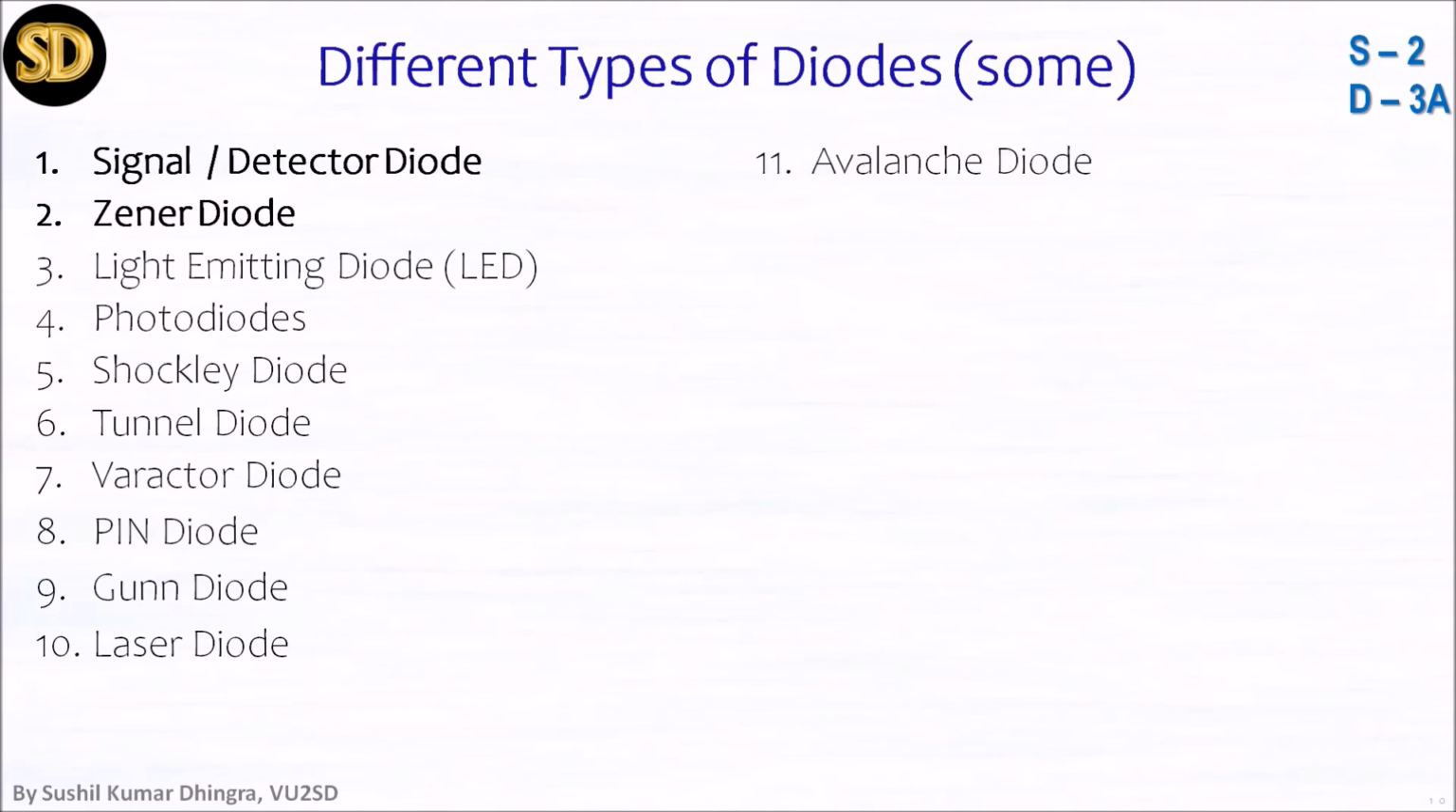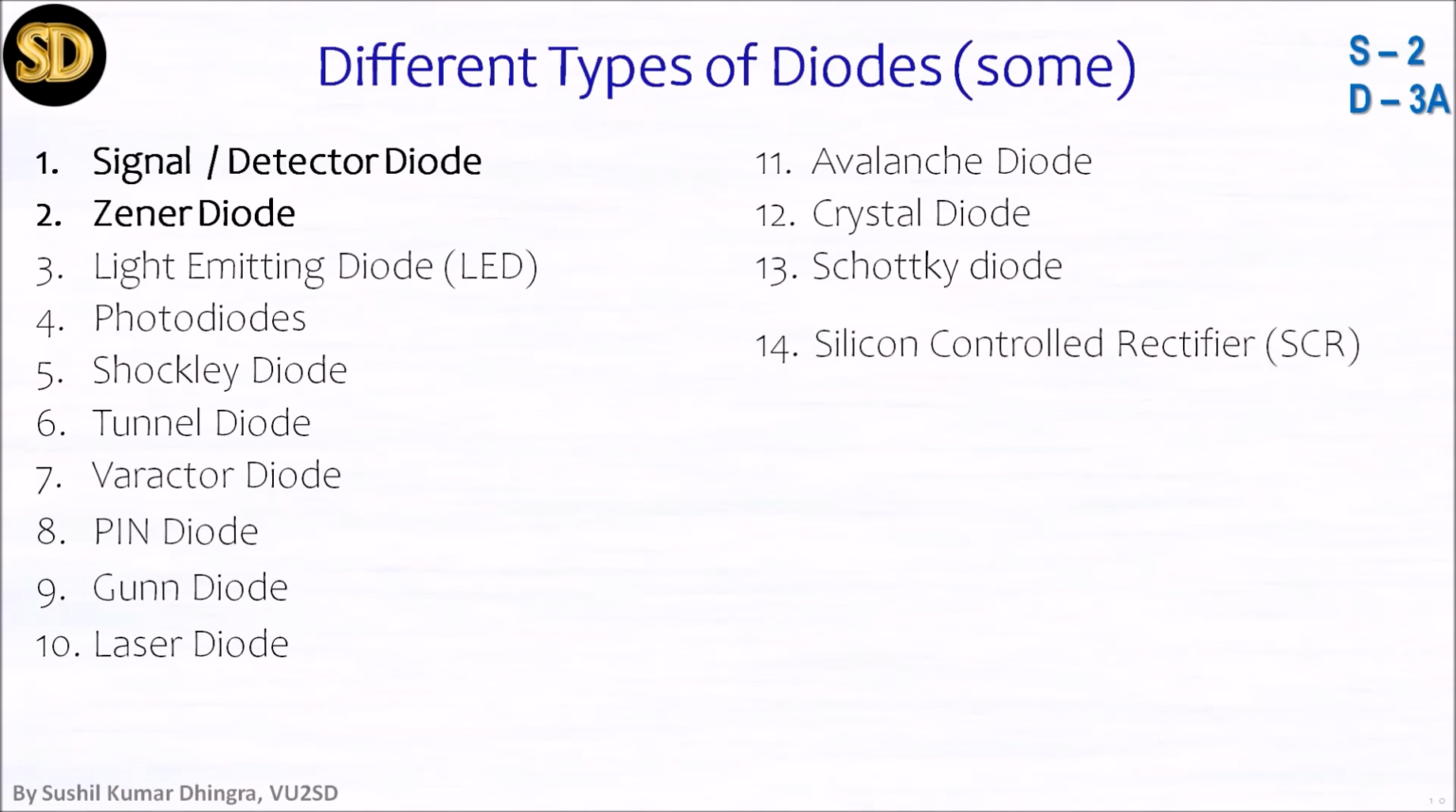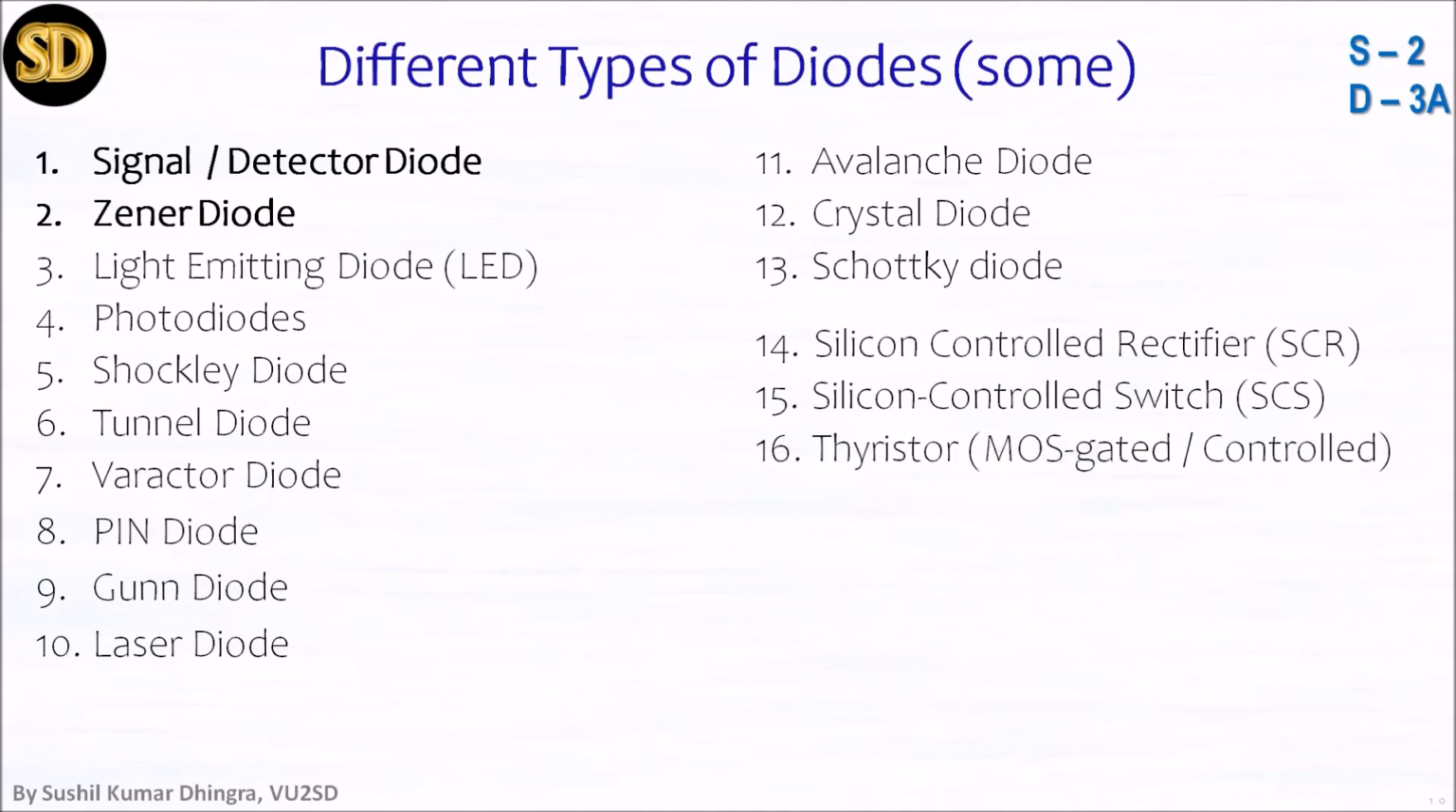There are also avalanche diode, crystal diode, Schottky diodes, and some other different types of diode that are not a simple PN junction but have multiple PN junctions, like the silicon controlled rectifier SCR, silicon controlled switch SCS, thyristors, the gated or control family, diac, triac. There are various kinds of diodes using different doping materials and having different applications, and I am not going to discuss them in detail because that is not required for the examination.